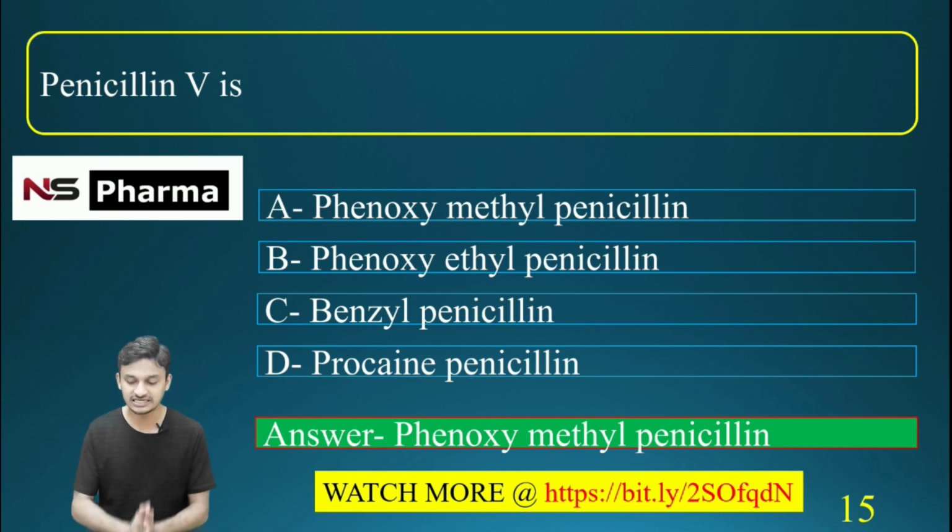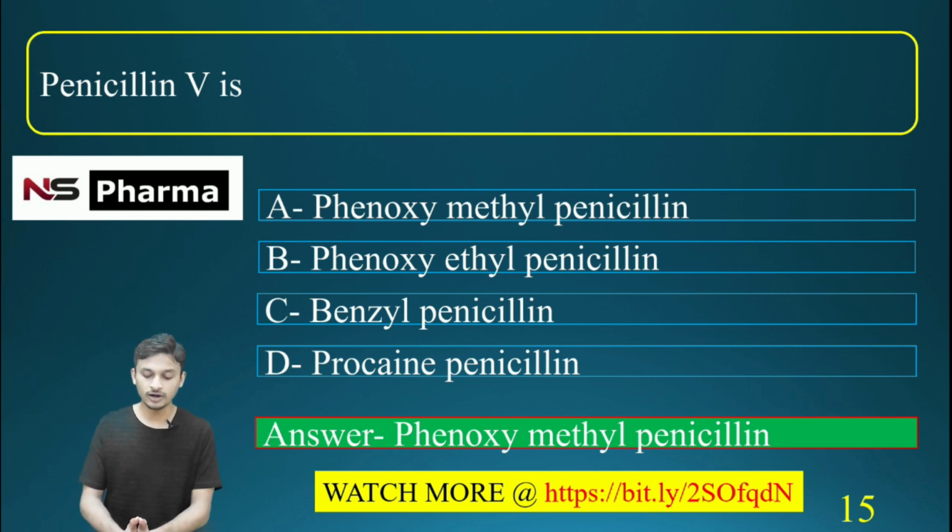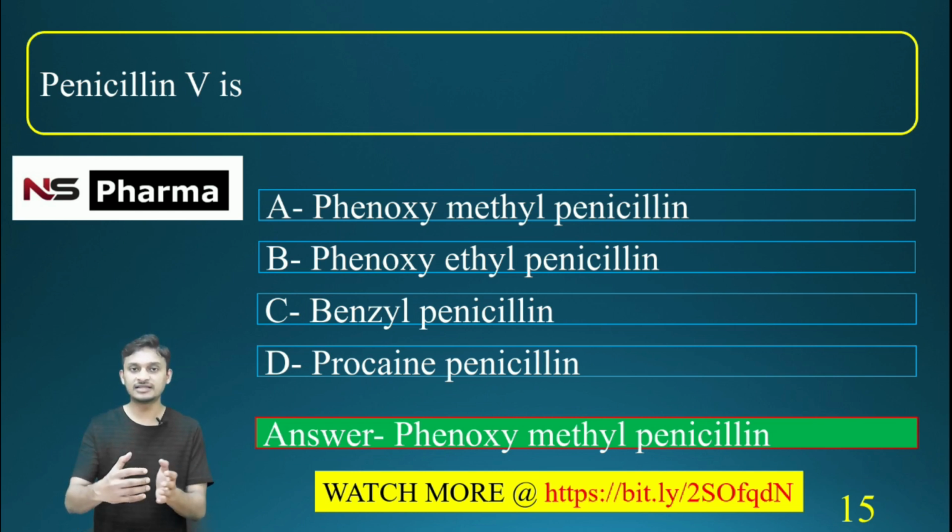What is penicillin G? Penicillin G is benzyl penicillin, that is option C. It is also called benpen. Ben represents benzyl, pen represents penicillin. Benpen, benzyl penicillin, that is penicillin G. Here the question was penicillin V, and penicillin V is phenoxymethyl penicillin.